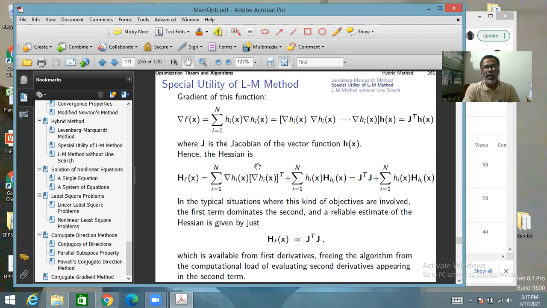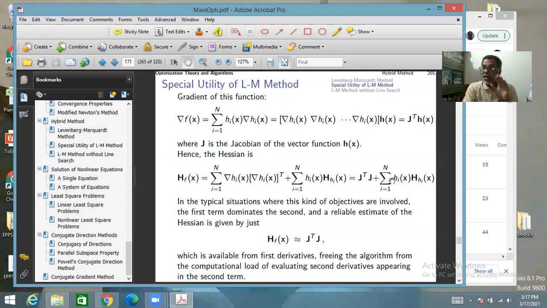Now this term, you can construct it fresh, or you can see from here. From here, this term would come when you keep J transpose constant and differentiate this. There will be J transpose, and the derivative of this is actually J, that is the Jacobian. So it will be J transpose J, plus this is the same.